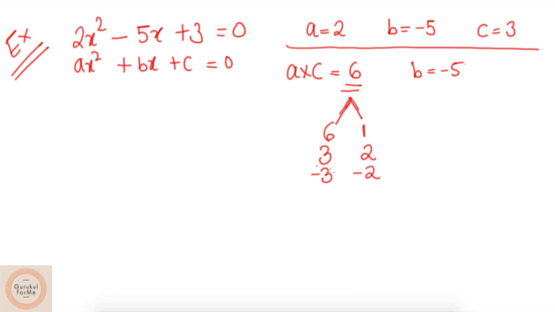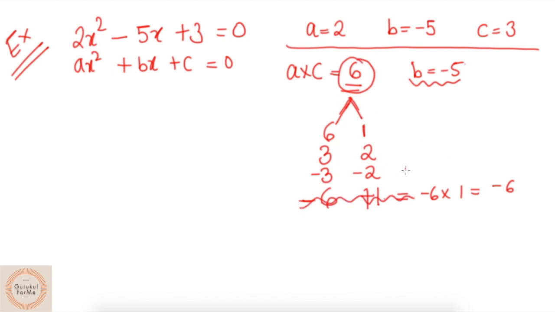Can it be 6 and minus 1? Oh, sorry, minus 6 and plus 1. This cannot be the factor of it. Why? Because minus 6 into plus 1 gives you minus 6 as the product, and our value is 6. So this cannot be the factor.